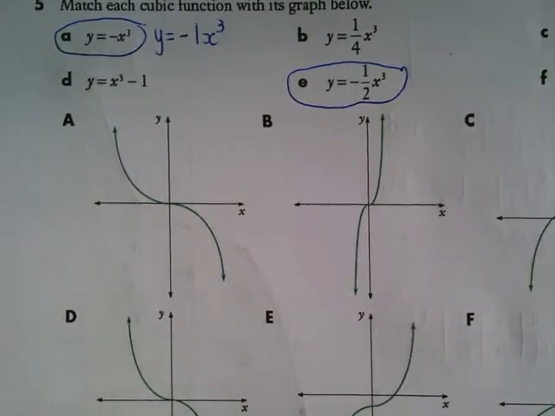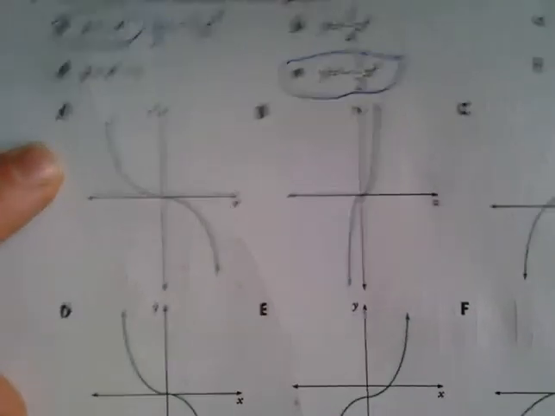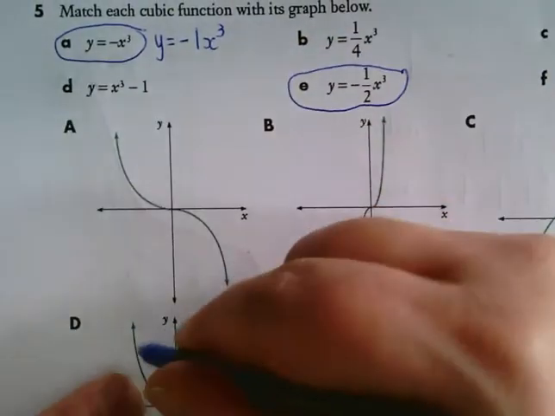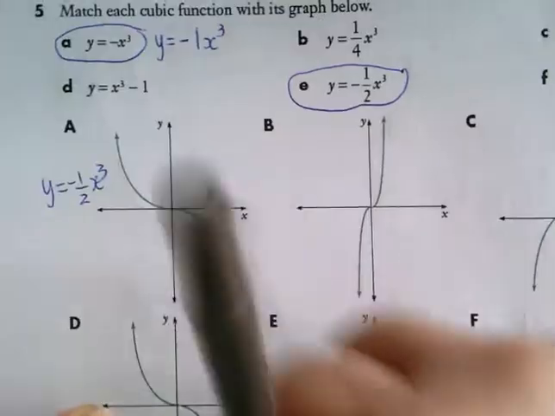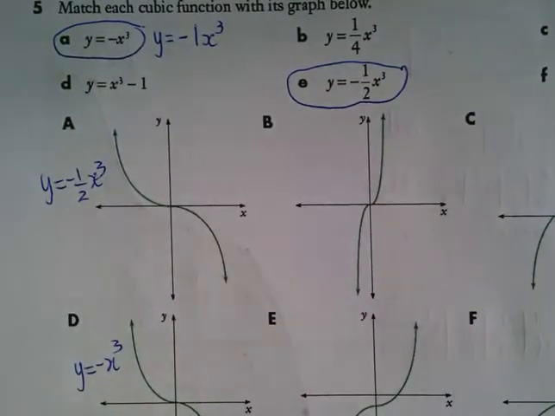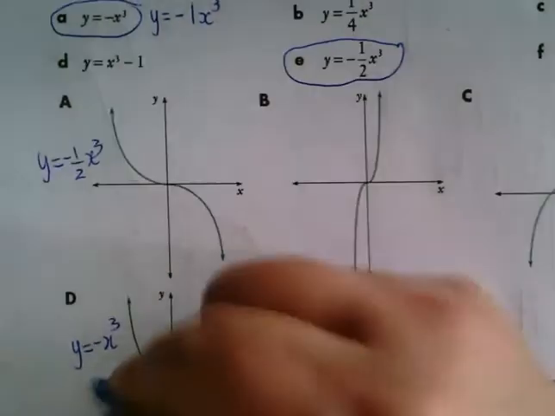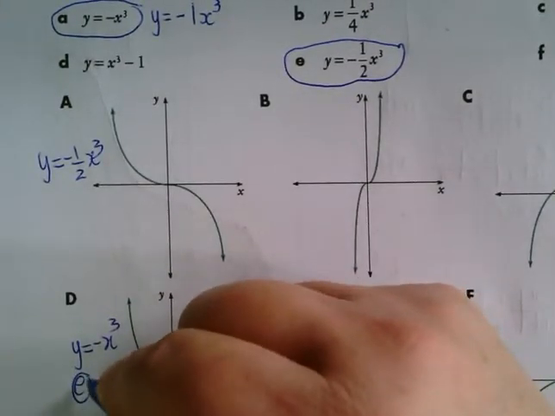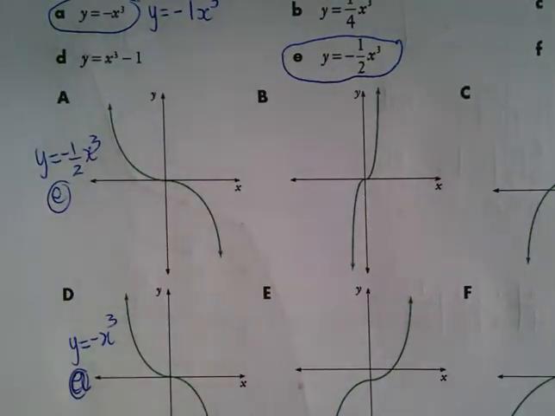Go back and look at your things. The half one was the widest. So what's A? Yeah, that's -1/2 x cubed. And this one's steeper. -x cubed. All right, so A and E are done. That was E. No, that was A. That was E. But I'd write them. Right, so then D is E.